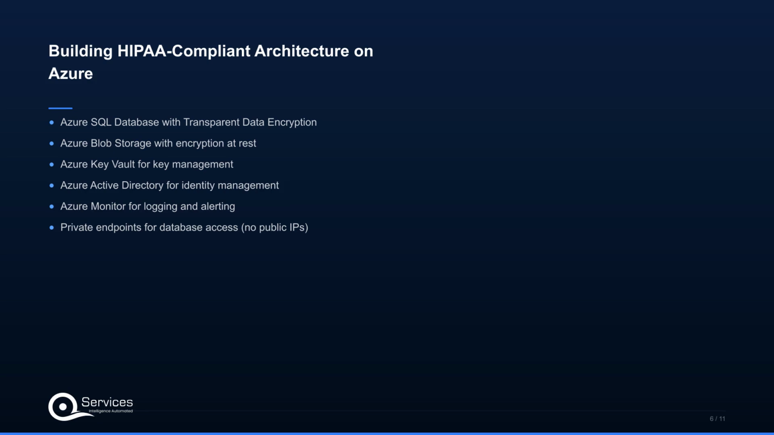Microsoft maintains a list of Azure services that can be used with PHI under a BAA. This includes... But using eligible services doesn't make your application compliant. You still need to configure access controls, enable logging, and implement proper key management.